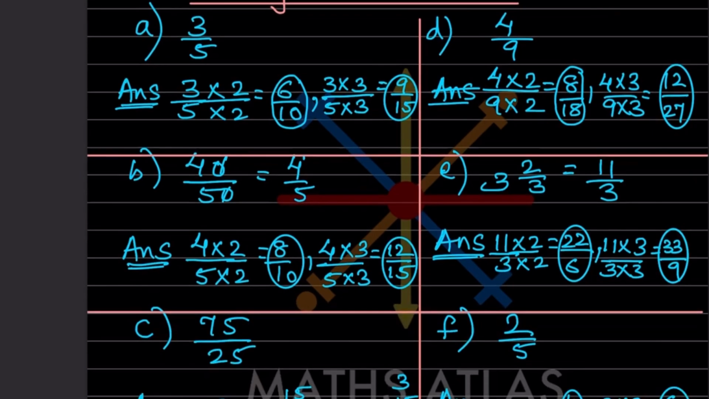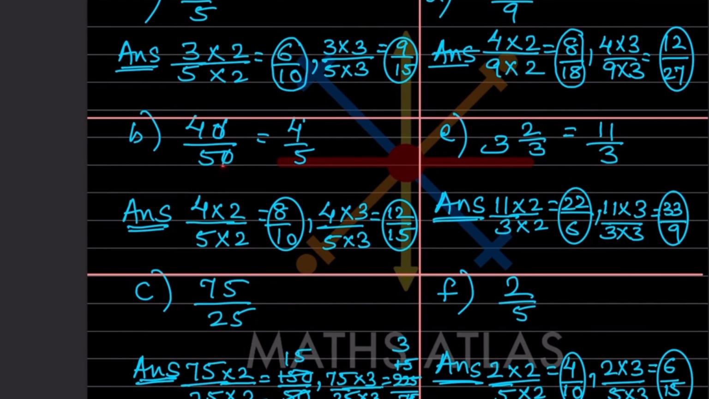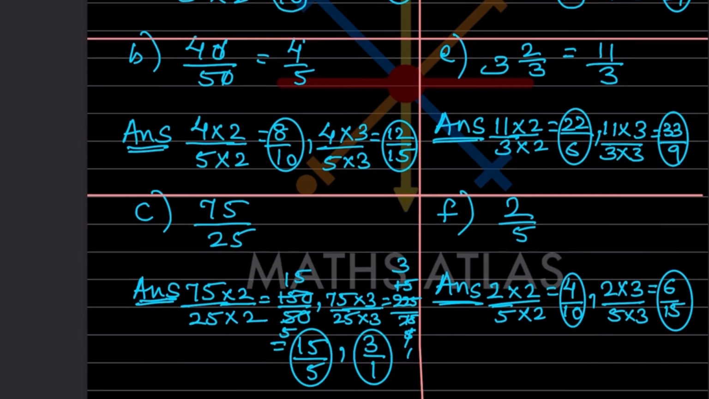Same from here. Now see here, 40 by 50 is given. So this we can also write as, we can cut 1 zero and make it 4 by 5. So here 4 by 5 multiply by 2. Once you multiply by 2, you get 8 by 10. You multiply by 3 means you will get 12 by 15. It's easy here.